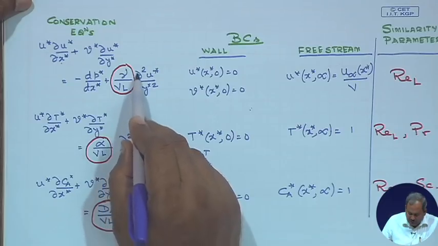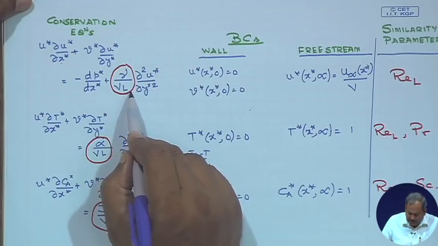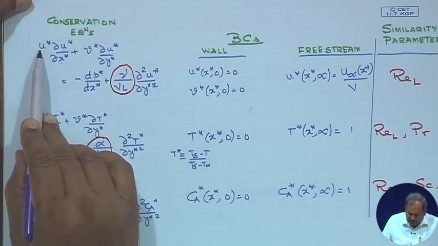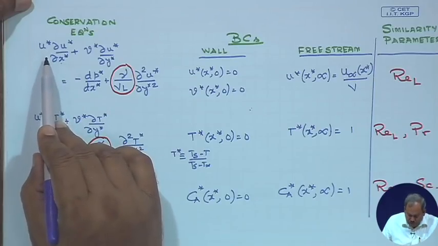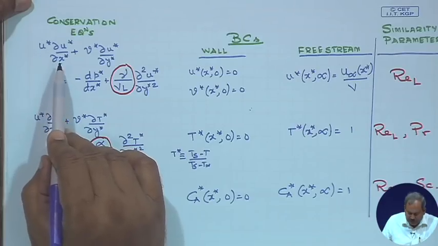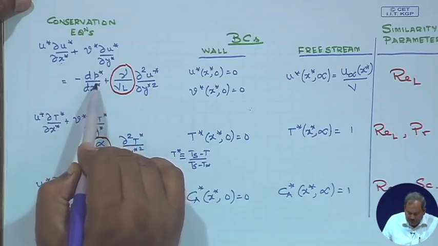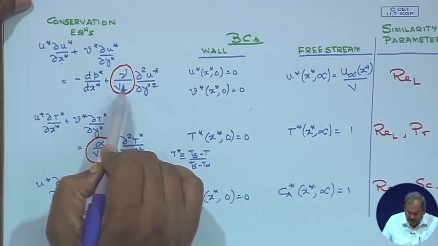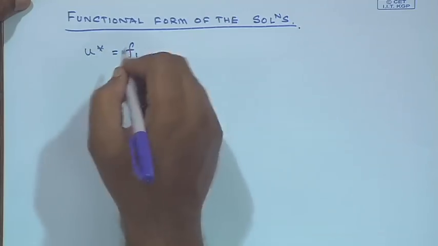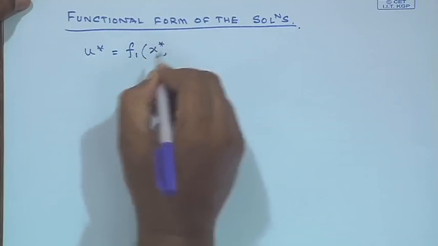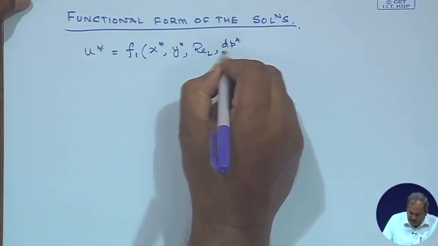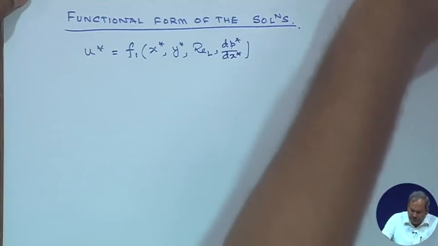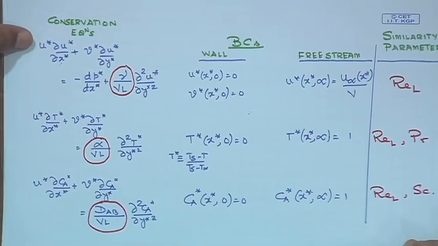and definitely u star is going to be a function of the dimensionless parameter that has appeared in the governing equation. So the functional form of u star would contain, we still do not know what that functional form is, but if we could derive that, we know that it would contain x star, y star, dp star dx star and the Reynolds number. So if I call the functional form of u star function 1, we do not know what that function 1 is, but we do know now that it should contain x star, y star, Reynolds number and dp star dx star. So this is obvious when you look at the form of the equation.